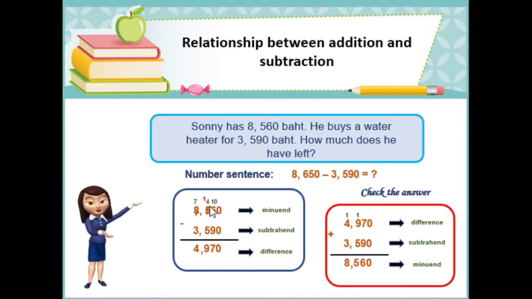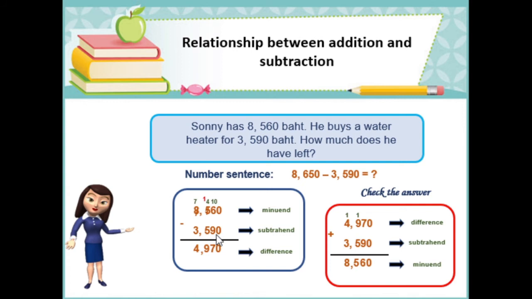Now, 4 minus 5. We cannot subtract 4 and 5 because again, 4 is smaller. So we need to regroup and borrow 1 from 8. Now 8 becomes 7. And 4 becomes 14. 14 minus 5 equals 9. 7 minus 3 equals 4. That gives us the difference of 4,970.